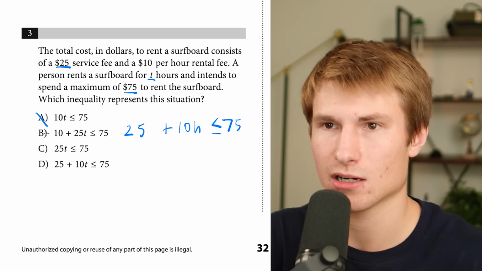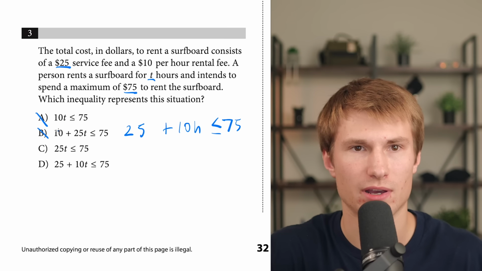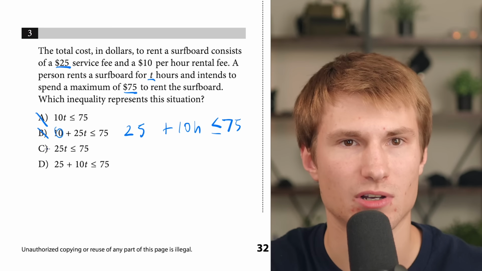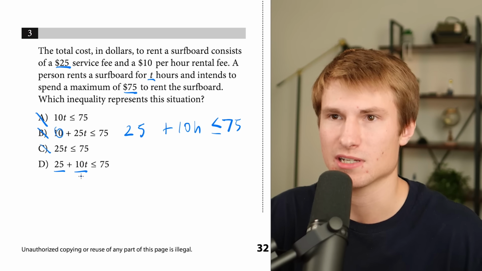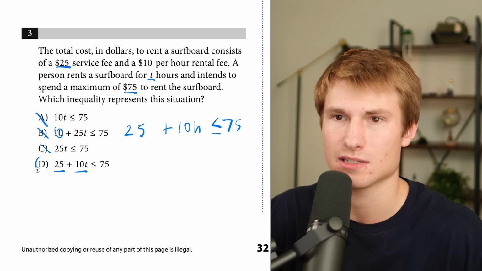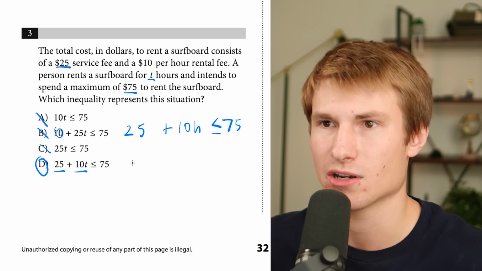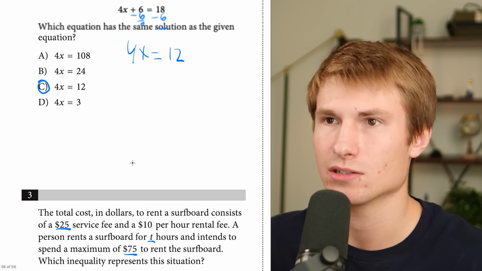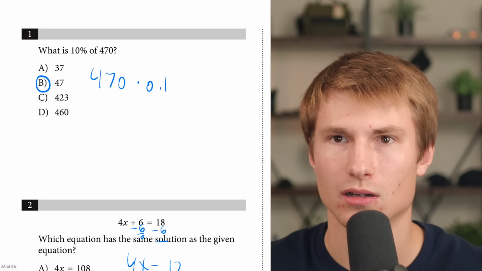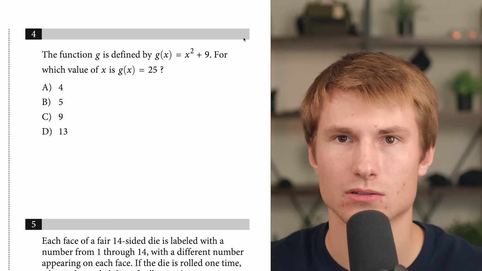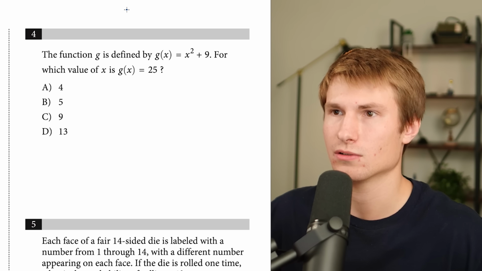Option A, not correct. Option B, we know that T is our variable here. It's not our one-time cost. Option C is incorrect. Option D is correct. We have a $25 one-time charge plus a $10 charge per hour, which is represented as T. It has to be less than or equal to 75, so D is our answer there. Let's go ahead and move on to question 4. It's going to take me a little bit to scroll there. Let me get the right side of the screen. There we go. All right, question number 4.